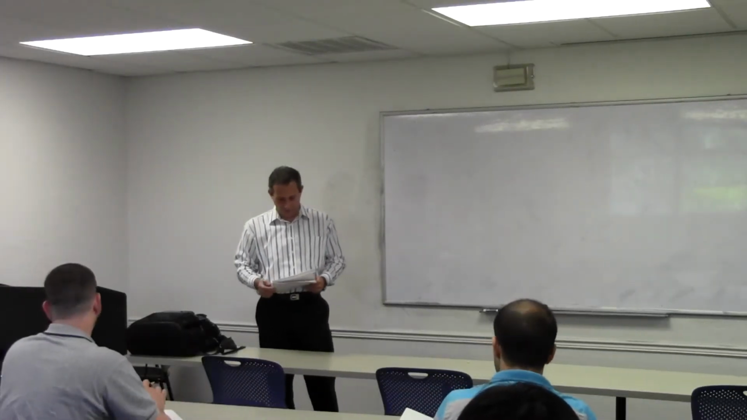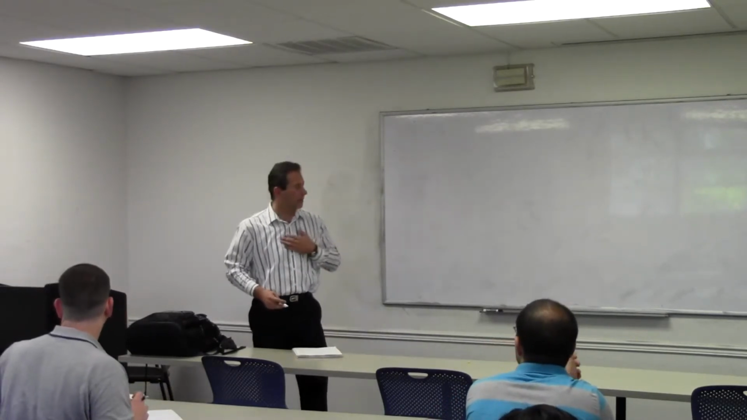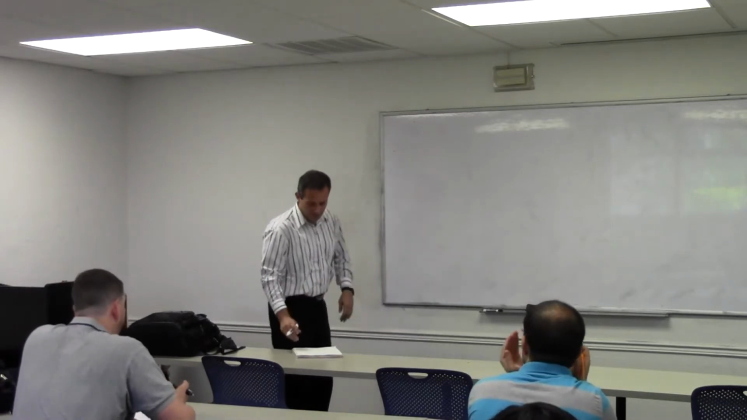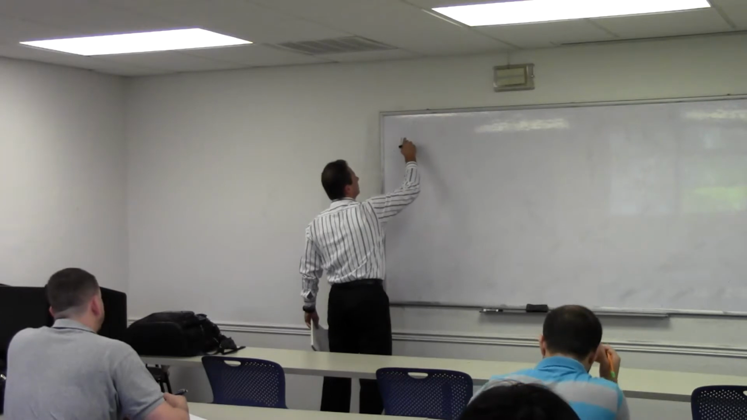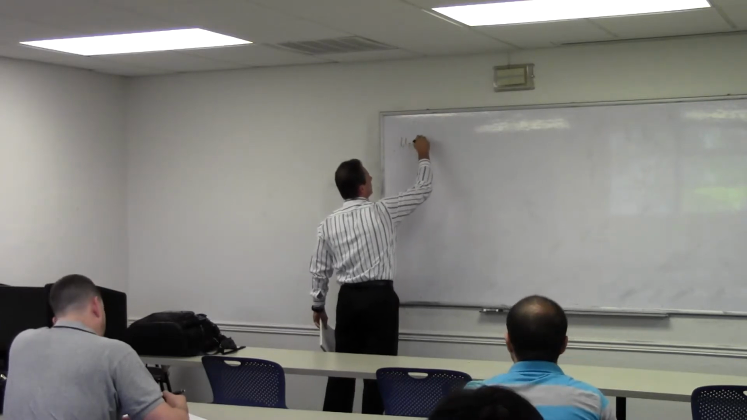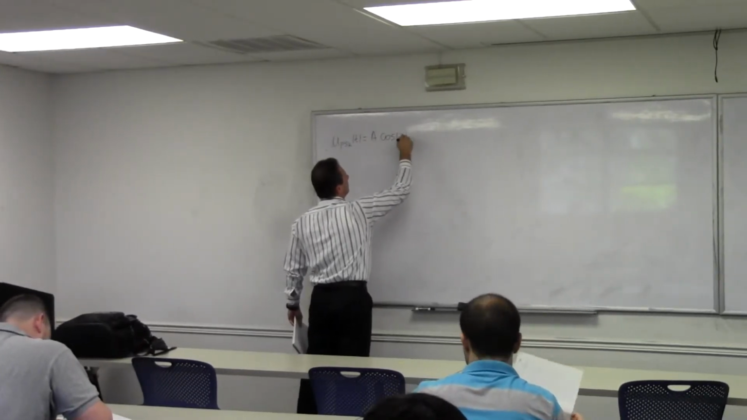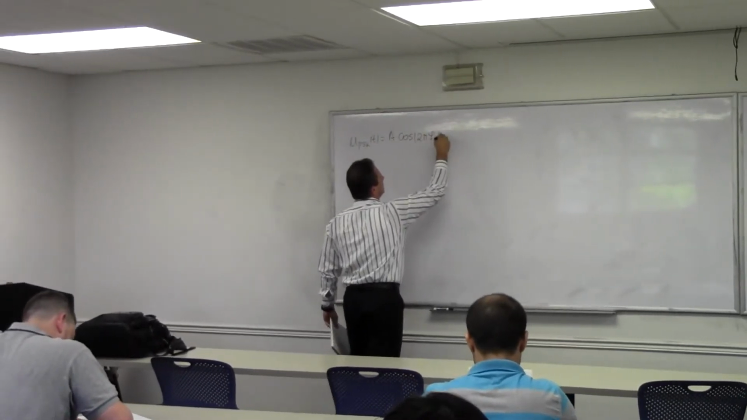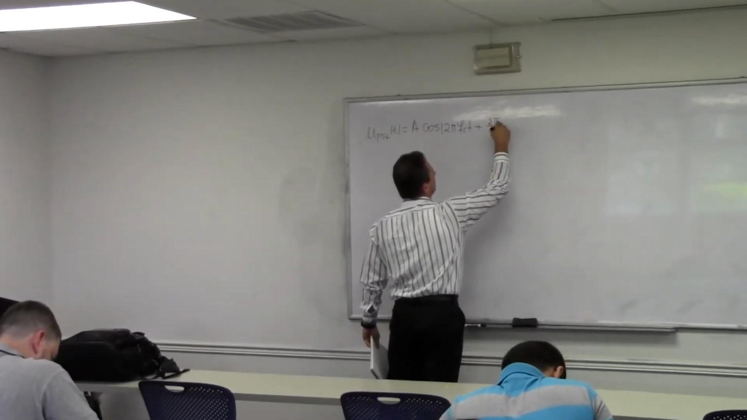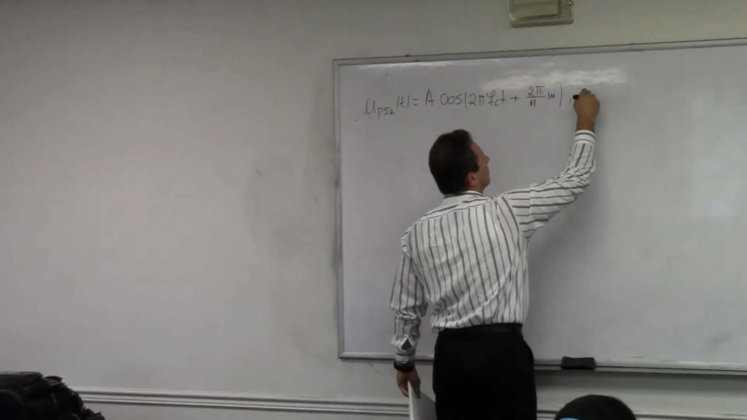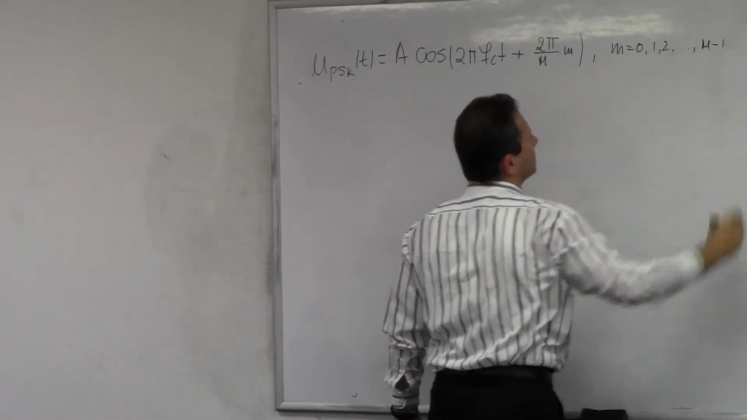Analysis of digital modulation schemes. Last time we talked about PSK. Let me write the general form. The modulated signal, u_PSK of t, is a cosine 2 pi f_c t plus 2 pi over capital M times little m, where m goes from 0, 1, 2, all the way to M minus 1.